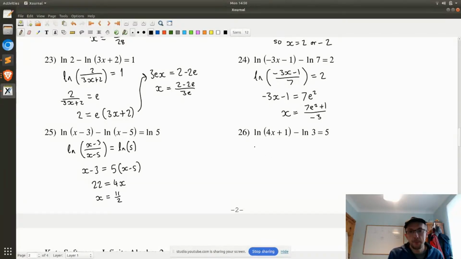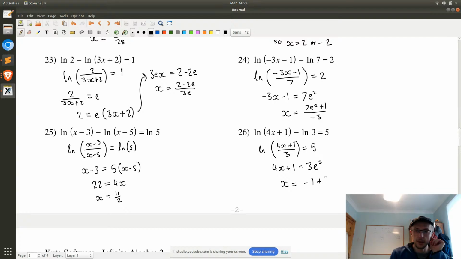And then here, all right, look, (4x plus 1) over 3 equals 5. So 4x plus 1 equals 3e to the 5. So x equals -1 plus 3e to the 5, all over 4. And that's all correct. Hoorah.